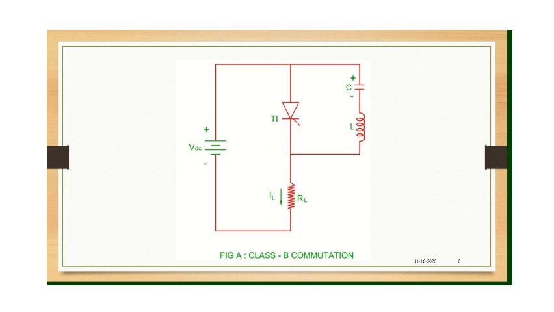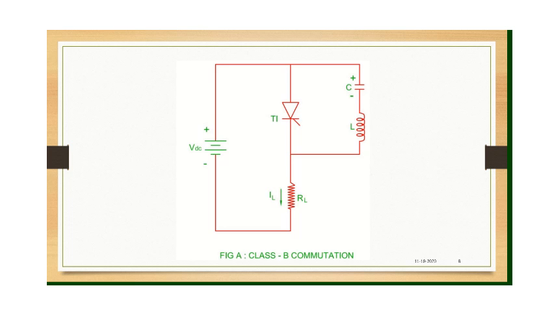All right. So observe here, initially when the SCR is not turned on, the current in the circuit will be flowing in this path, right? VDC, C, L and RL. So this will be the current path. So that will be charging the capacitor, isn't it? So in this path of the current flow, the capacitor will get charged.